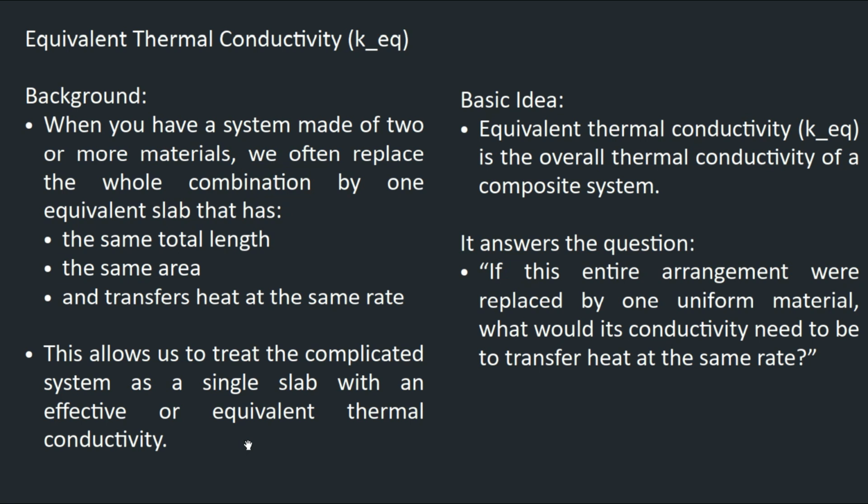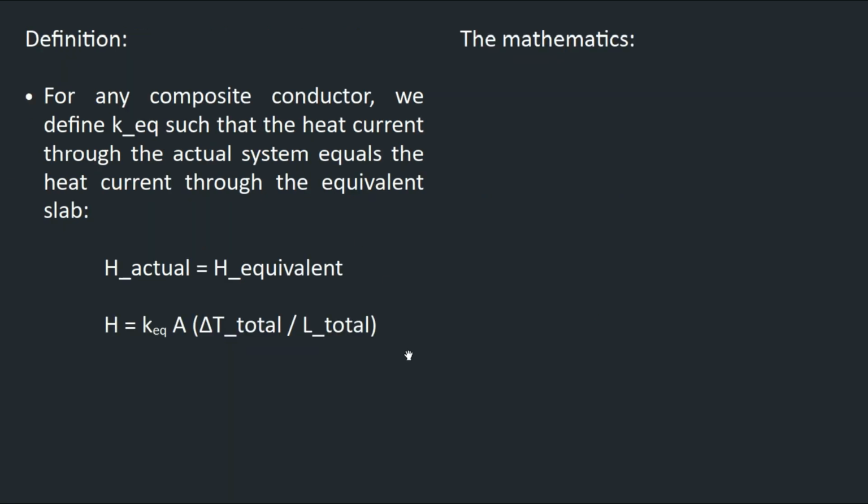Let's stick to a simple thing. It will help us in some mathematics. We need to figure out the entire system's conductivity, then take that value and put it somewhere else, and so forth. So the basic idea is equivalent thermal conductivity is the overall thermal conductivity of a composite system. It answers the question: if this entire arrangement were replaced by one uniform material, what would its conductivity need to be to transfer heat at the same rate? It makes sense. All these fancy words say that I just want an equivalent rod which does the same. All this work is done by a single rod.